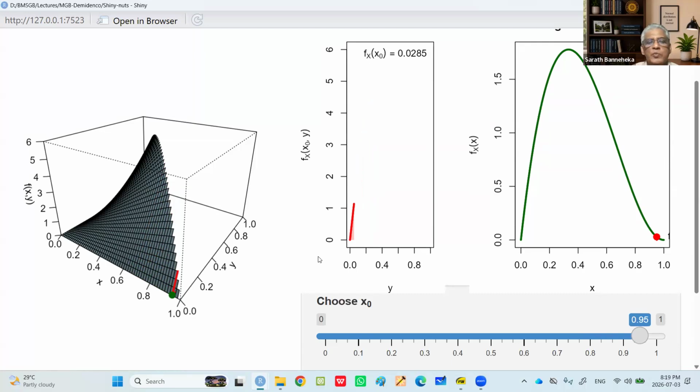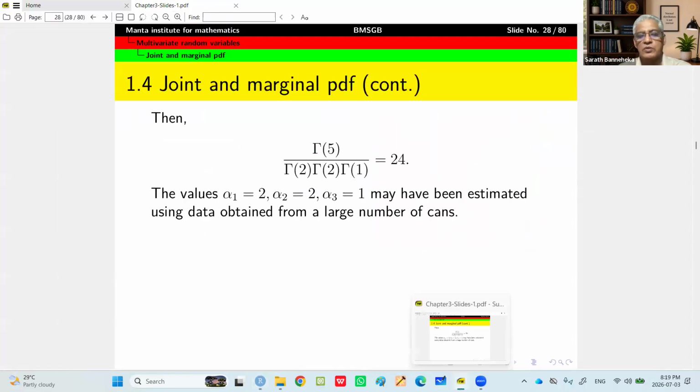But anyway, I hope now it's very clear to you what we mean by the marginal density function obtained from a joint density function. So now I come back to my slides.